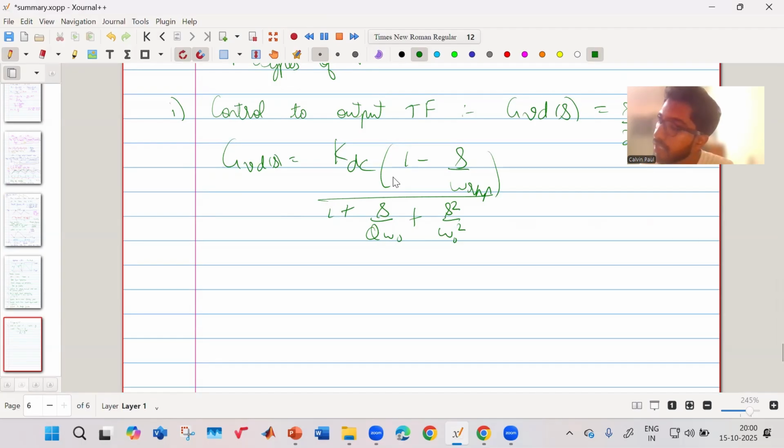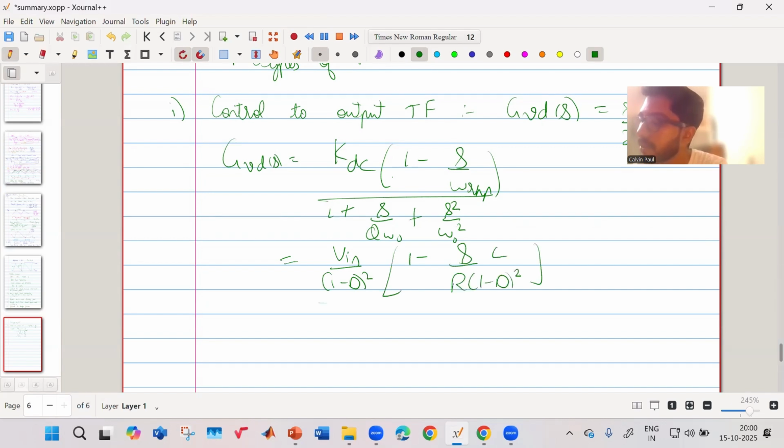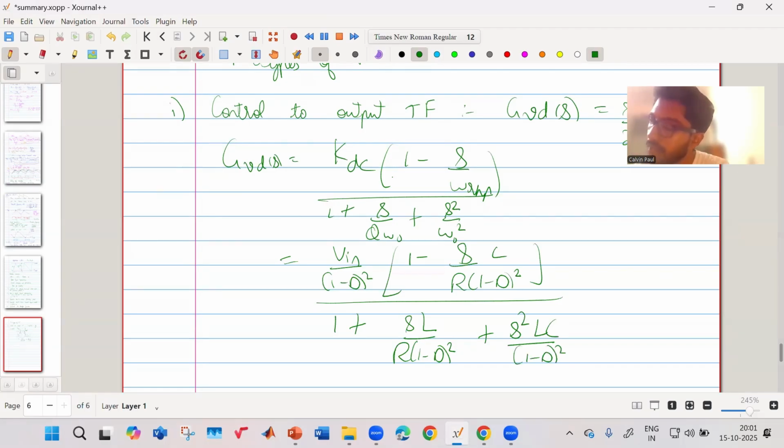So if I just write for a boost, that is given by V in over 1 minus D square, times 1 minus S L upon R into 1 minus D square, over 1 plus S L upon R into 1 minus D square plus S square L C upon 1 minus D square. If you will notice this transfer function, it is dependent on your V in. So when your input changes, your transfer function also will change. When your duty changes also, it will change.